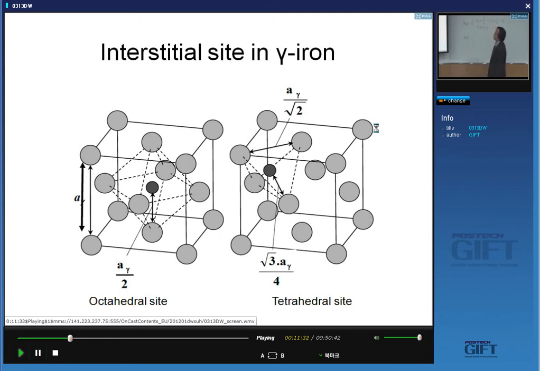The one in center and 12 in edge, but this is shared by 4 unit cell. So, is it correct?